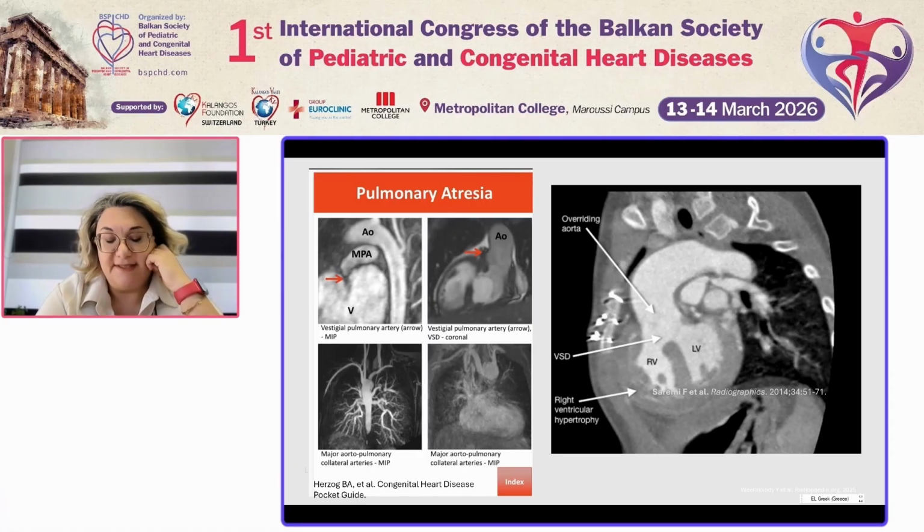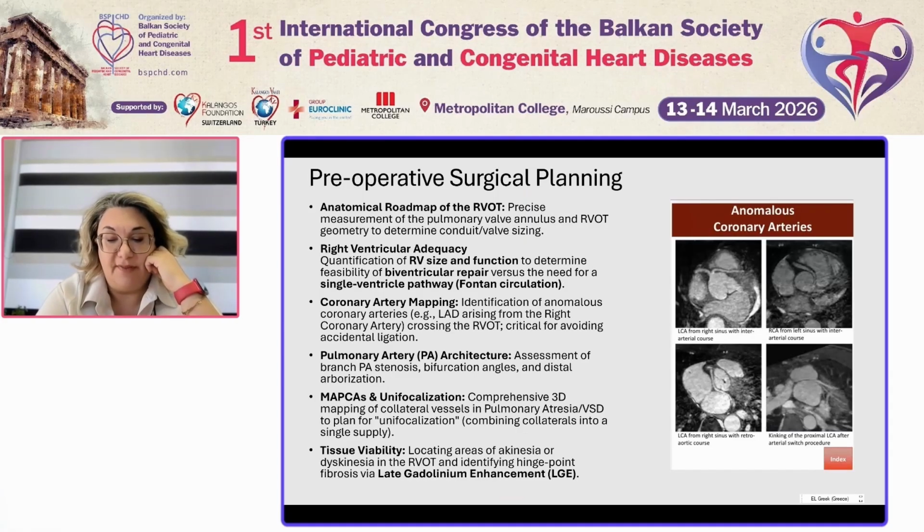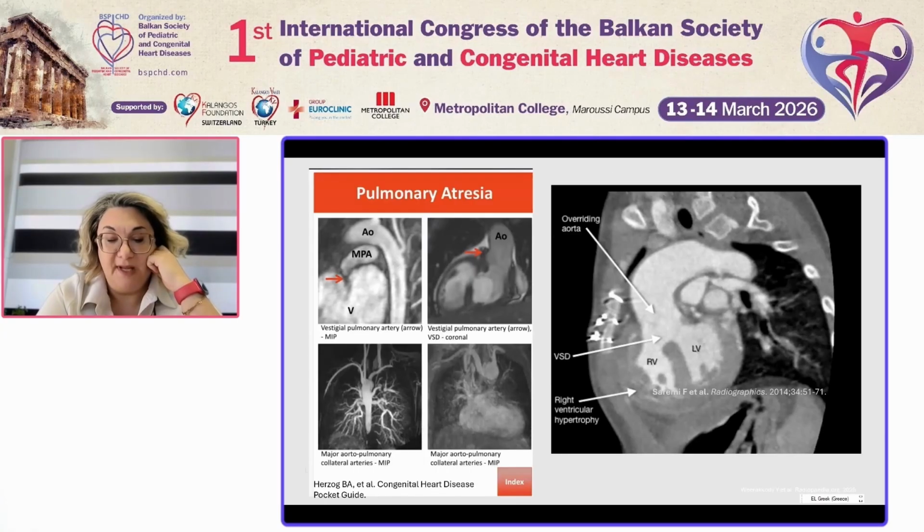Another important entity is pulmonary atresia with intact ventricular septum. In contrast to the tetralogy of Fallot, the absence of a VSD prevents the decompression of the right ventricle during fetal development. As a result, the RV is often severely hypoplastic, raising a critical surgical question: whether the right ventricle is capable of supporting biventricular circulation or whether a single ventricle pathway, Fontan circulation, is required.